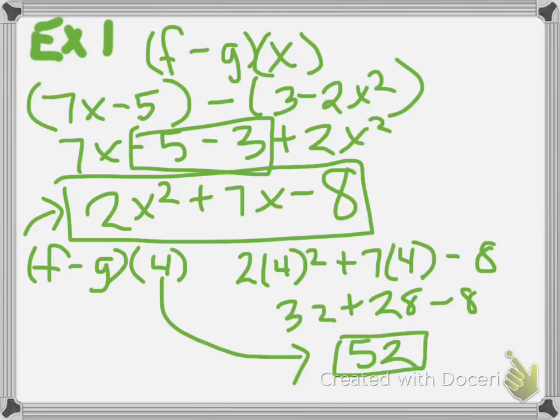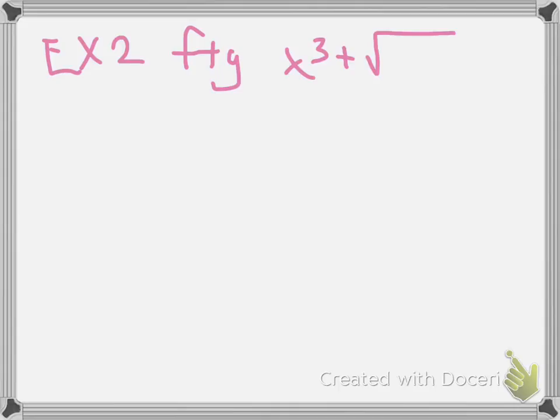Okay, and then let's look at example 2. On example 2, we're doing f plus g first. So f is x cubed, and g is the square root of x plus 1. There's nothing we can do to that, so we just basically leave it like it is.